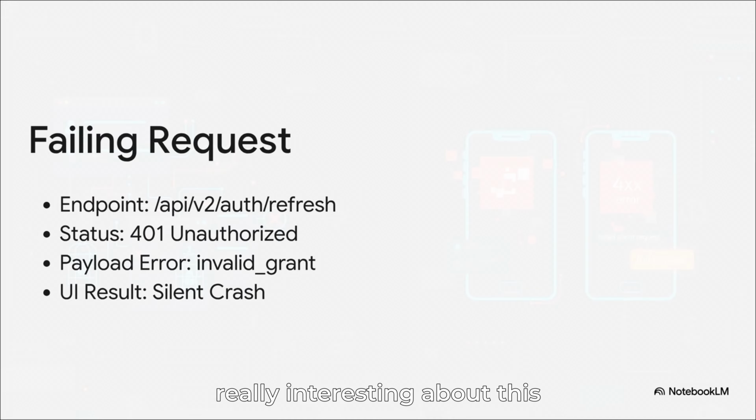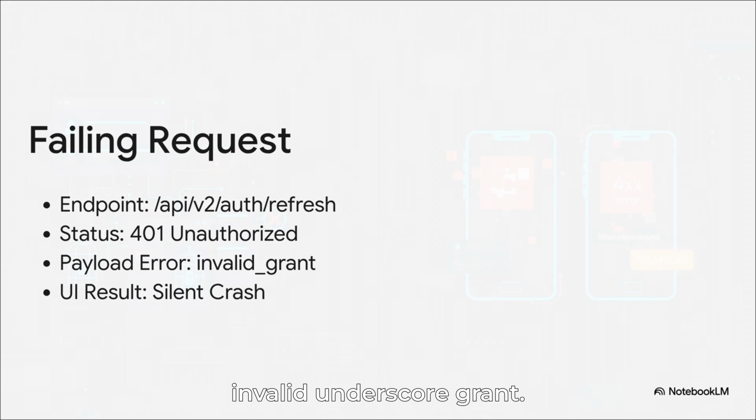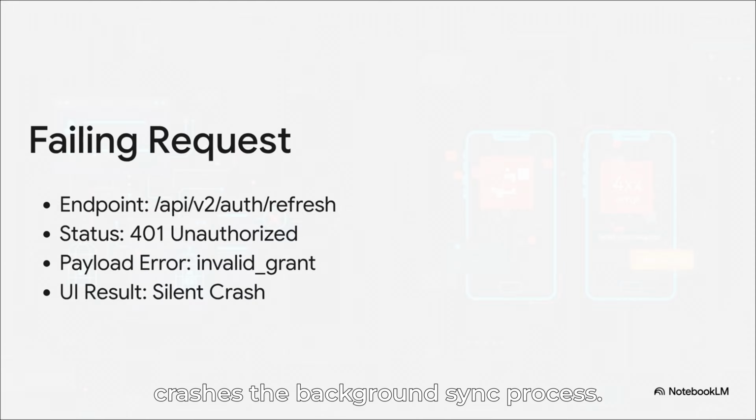Now, what's really interesting about this breakdown is the anatomy of the failure itself. By clicking into that failing request in Charles, we can inspect the payload. We see the app tried to hit the auth refresh endpoint. It got that 401 status. But look at the JSON payload returned by the server. It says invalid_grant. This tells us the user's refresh token either expired or was revoked. But clearly, the mobile app's code has zero safety net to handle this specific JSON response. It doesn't gracefully log the user out, it just silently crashes the background sync process.